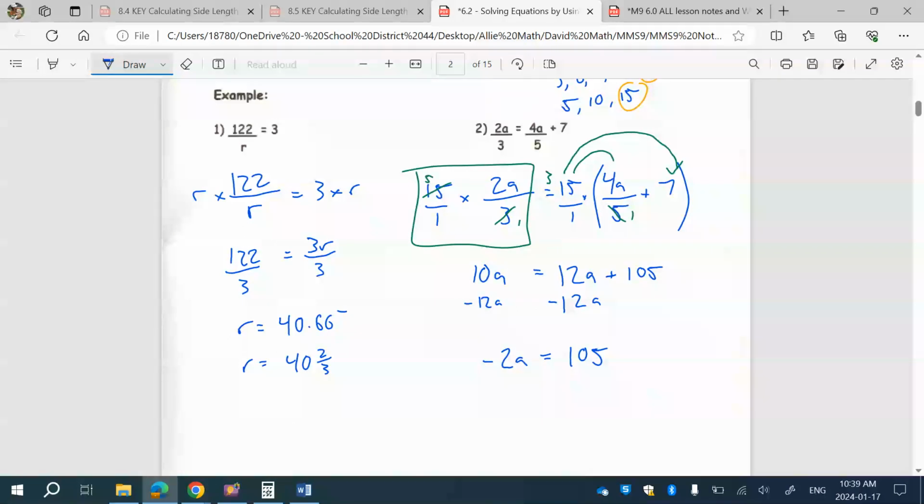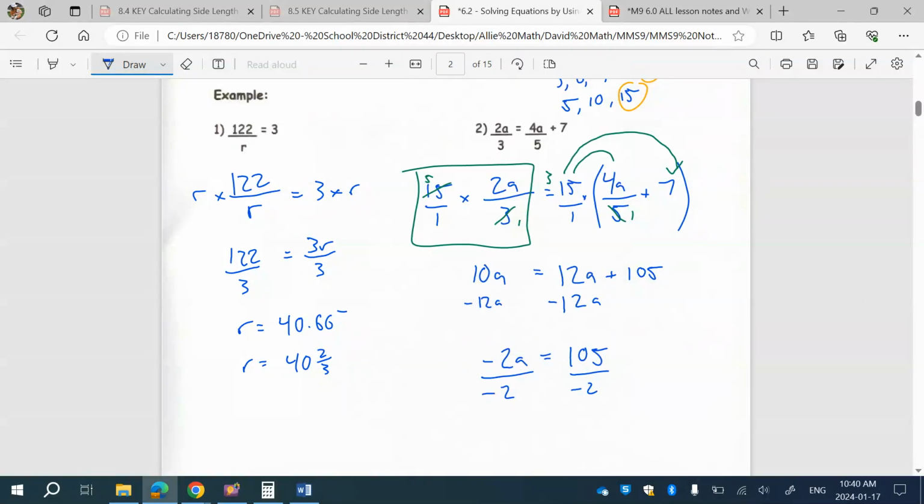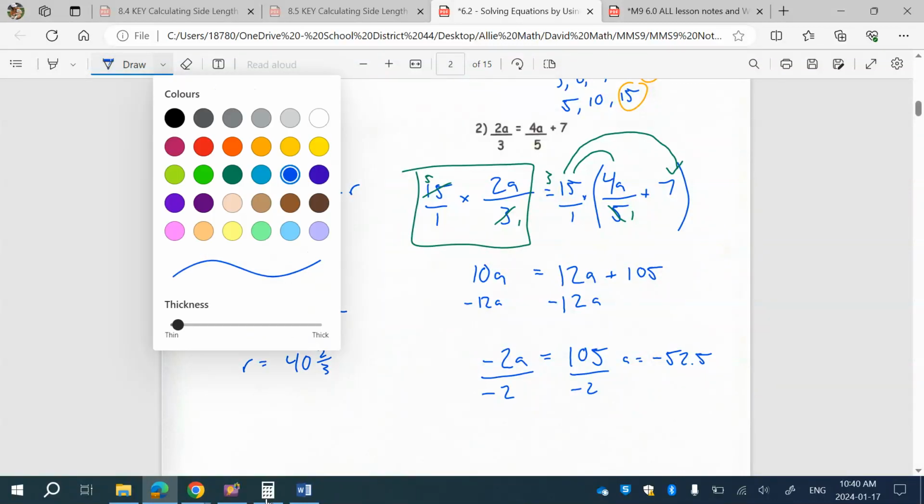And then, to get this as a positive a, I'm going to divide each side by -2. So 105 divided by -2 equals -52.5. So a is going to equal -52.5. And there you have it. We can put this number back in to confirm our answer if you would like.